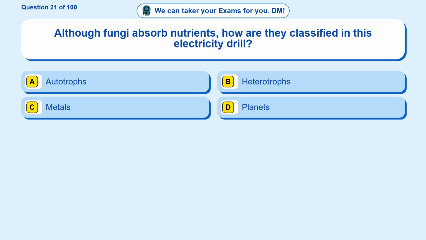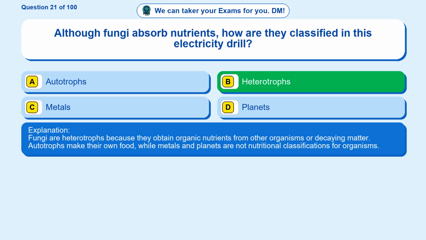Question 21. Although fungi absorb nutrients, how are they classified in this electricity drill? Option A, autotrophs. Option B, heterotrophs. Option C, metals. Option D, planets. The correct answer is option B, heterotrophs. Fungi are heterotrophs because they obtain organic nutrients from other organisms or decaying matter. Autotrophs make their own food, while metals and planets are not nutritional classifications for organisms.